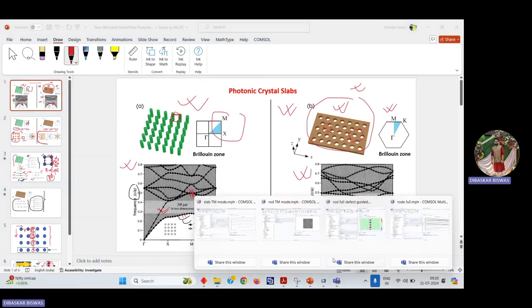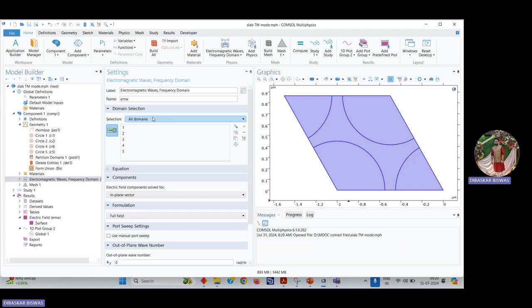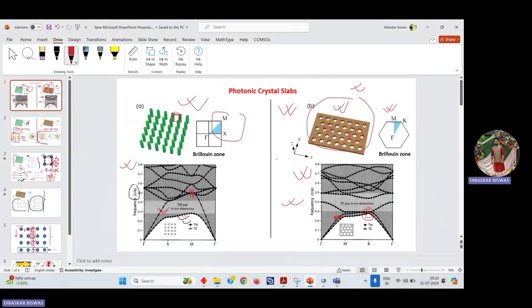So again, you go to the structure, and here you change it to in-plane vector, and you can get the same kind of band structure. Okay. So I'm not doing it here because we have already done it in our previous video. So this is how the band structures are calculated.